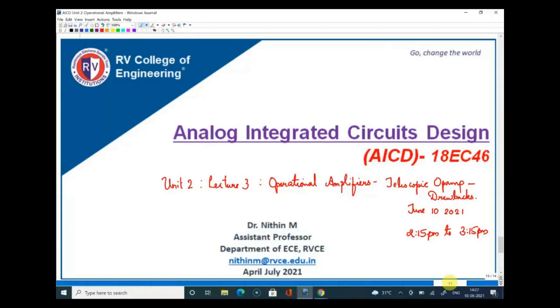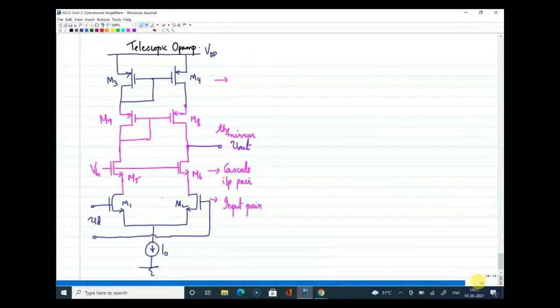Before discussing the drawback of the telescopic op-amp, let us see how we can have a fully differential structure. What you're seeing on screen now is the telescopic op-amp, which is single-ended. Now I'm going to convert this single-ended telescopic op-amp into fully differential. I hope you know how you can convert this by removing these two connections here, and by biasing, say I'll mark this as VB3, and if I mark this as VB2, if I can bias this.